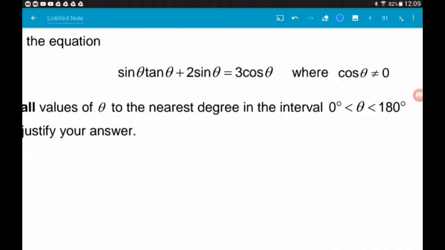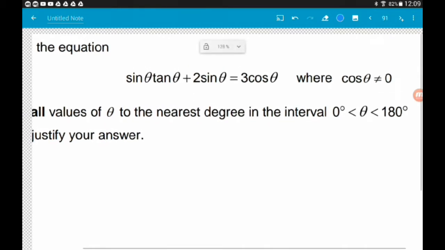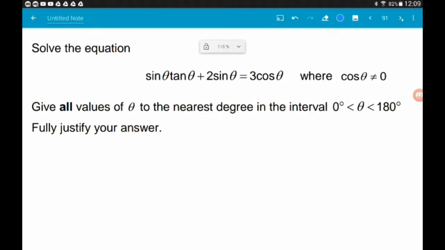So here's our guy. We want to solve the equation sine theta tan theta plus 2 sine theta is equal to 3 cos theta, where cos of theta is not equal to 0. And we want to give all values of theta to the nearest degree in the interval 0 to 180. Fully justify your answer just means to do some workings up.